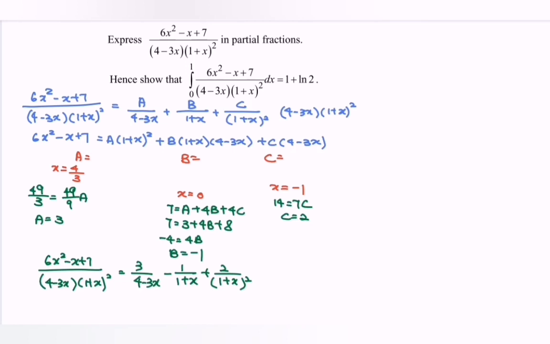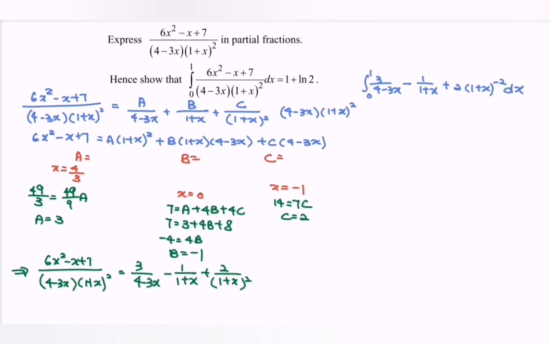Continue. The question asks us to show that the given integral equals 1 plus ln 2. So what we have to do is to focus on this part. So kindly rewrite it. We have the integral of 3 over 4 minus 3x, minus 1 over 1 plus x, plus 2 multiplied by 1 plus x bracket negative 2, with respect to x for the limits 0 to 1.